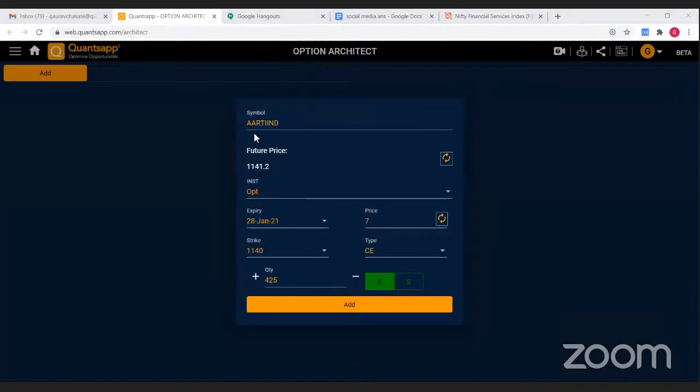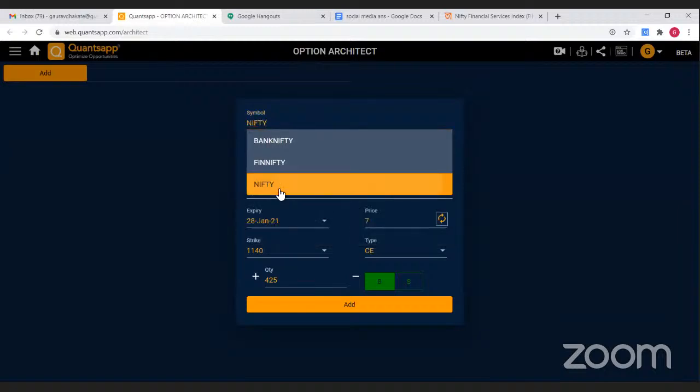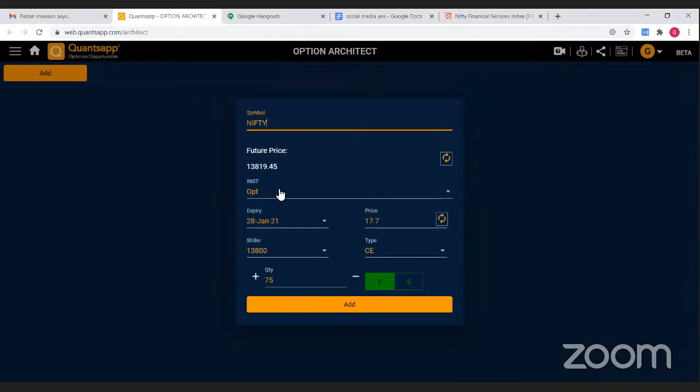So this is what you get when you press the add button: a small pop-up where you are defining a strategy. Suppose you are making a strategy on Nifty, so we are taking Nifty as the example. Then you can see the future price over here. Most of the time, we have the monthly expiry right now, that's why we are getting the future prices.